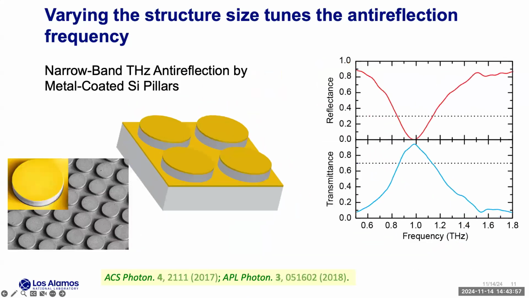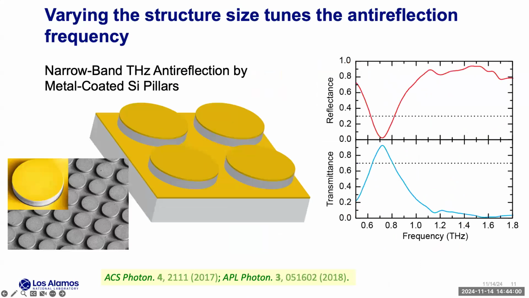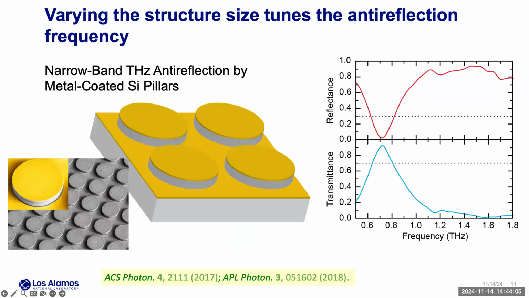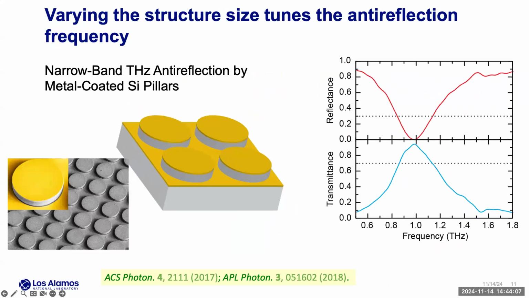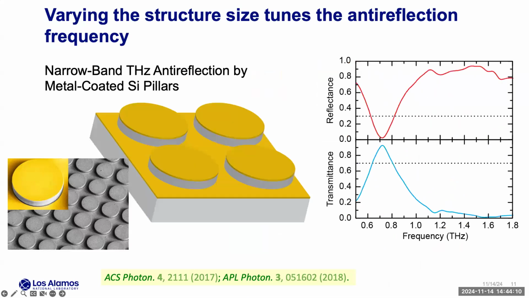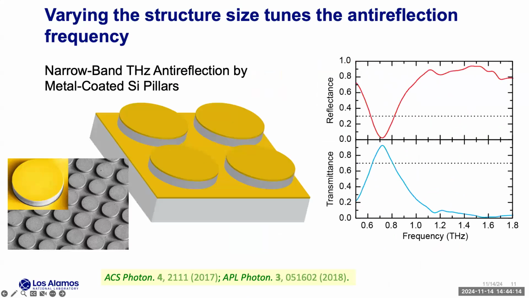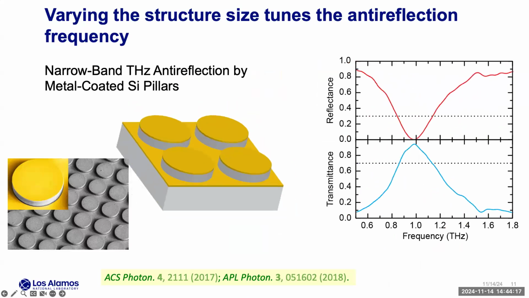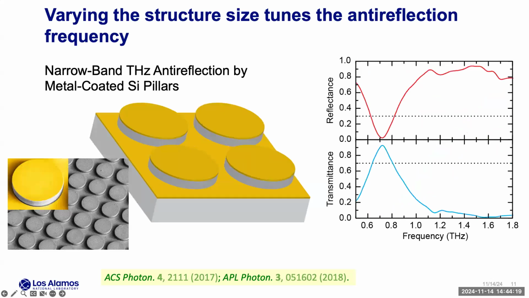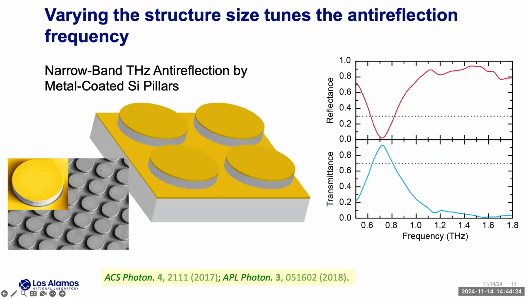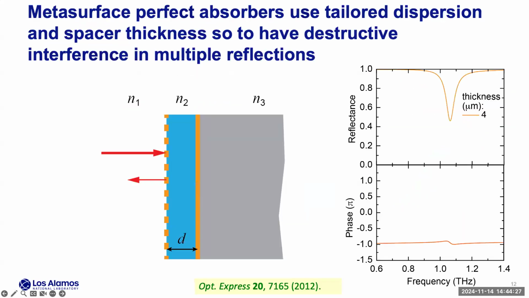You can also make these kind of broad or narrow band filters using a pillar structure, which is shown here. And as you vary the pillar diameter from 32 microns to 64 microns, you basically change the frequency of the resonance. Okay, so this is another way you can design a specific optical functionality using metasurfaces.